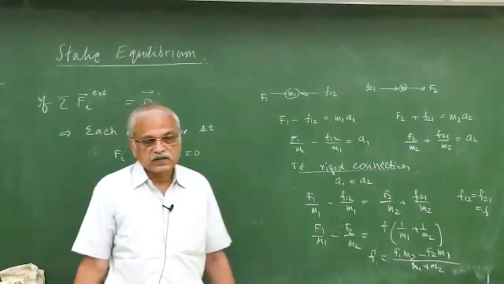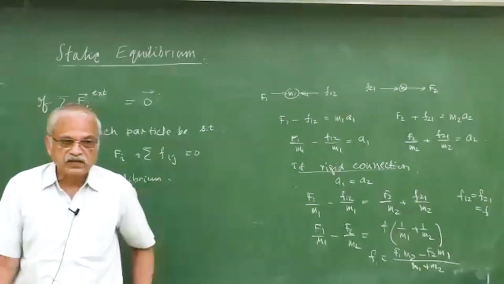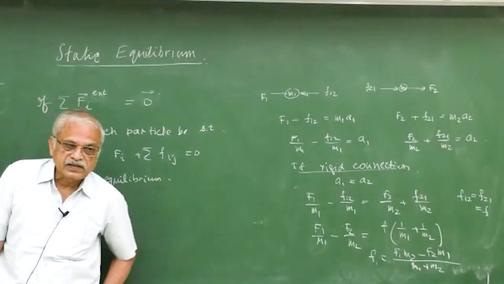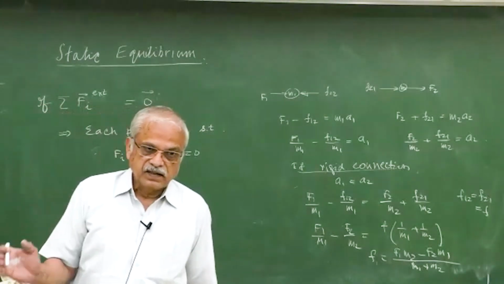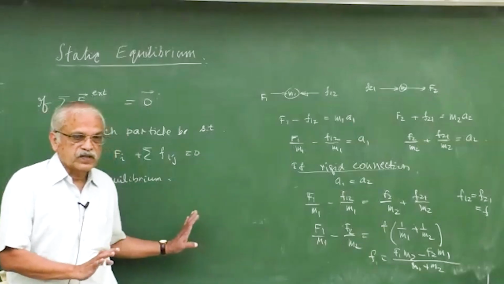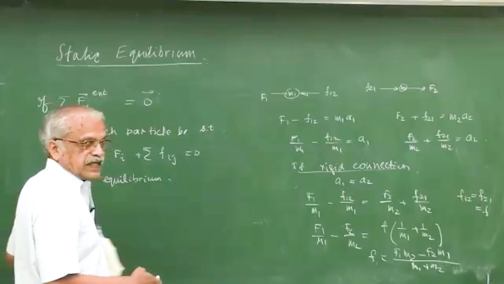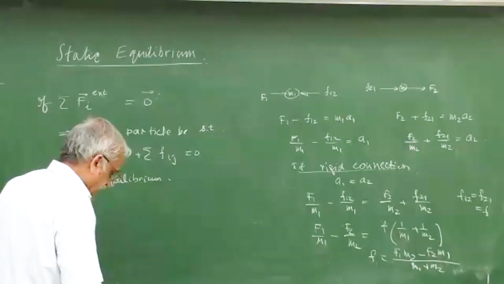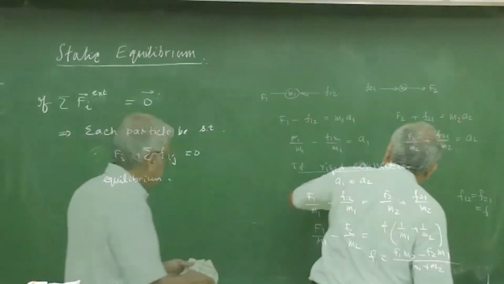So is that clear? It is not automatic that if a rigid body is under equilibrium, these equilibrium equations will hold good for each and every particle. This is only true for a rigid body. The internal forces will be such that each particle will also be under equilibrium. Now let's move on to something more.